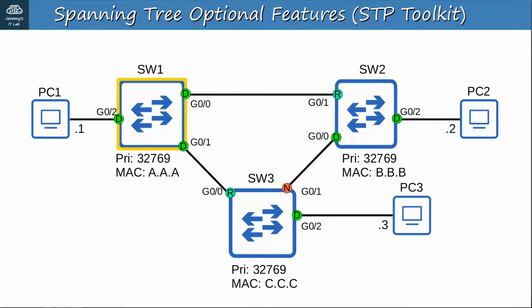Next, let's talk about some optional features of spanning tree, sometimes called the spanning tree toolkit. These are features that can be enabled to improve the functionality of spanning tree protocol in some way. The first one is called Portfast. It solves one problem of spanning tree. Portfast can be enabled on interfaces which are connected to end hosts, like the G0/2 interface on each of these switches. These are designated ports in a forwarding state.